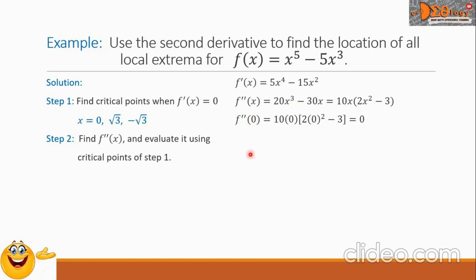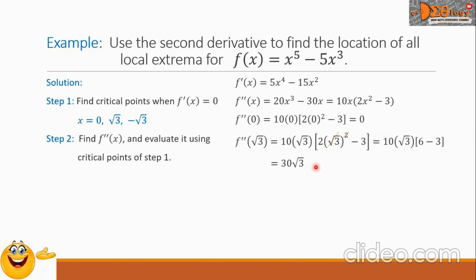Next, let us evaluate f double prime of the square root of 3. This is equal to, we can simplify the radical and the power 2. So the number 3 comes out as positive 3 to be multiplied by 2. So we have 6 minus 3. The difference will be 3, and that 3 will be multiplied by 10. So f double prime of square root of 3 is equal to 30 square root of 3.